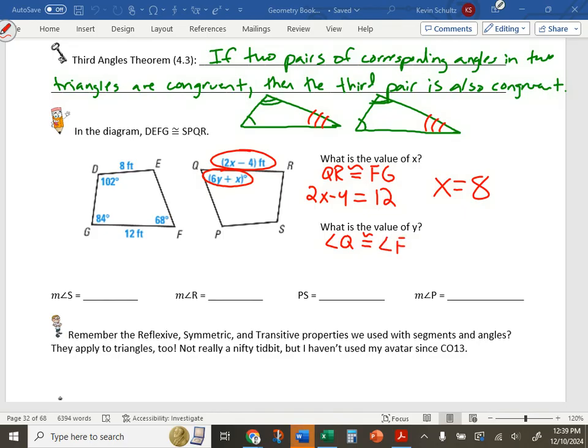Angle Q is 6y plus x. Well, we know what x is. X is 8, so we can fill that in there. Okay? And then angle F in the other one is 68. So 6y plus 8 has to equal 68. Y equals... In my head I was thinking 20. Whoopsie-doo. Okay.